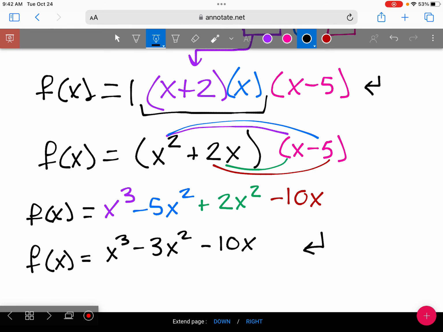Both of them are fine. In this particular set of instructions, it didn't say which form to be in, but I wanted us to practice the multiplying because it's going to come back up again in a couple of days. Okay?